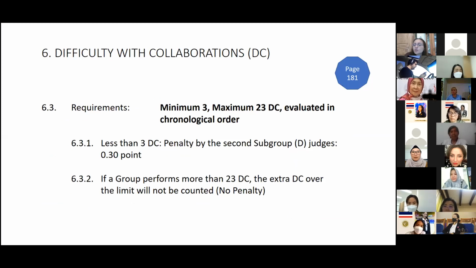Minimum 3, maximum 23, they are evaluated in chronological order, in performance order. Less than 3 difficulty collaborations is 0.3. If a group performs more than 23, the extra difficulty collaborations over this limit will not be counted. We will not evaluate them because we take them in performance order, but there is no penalty.